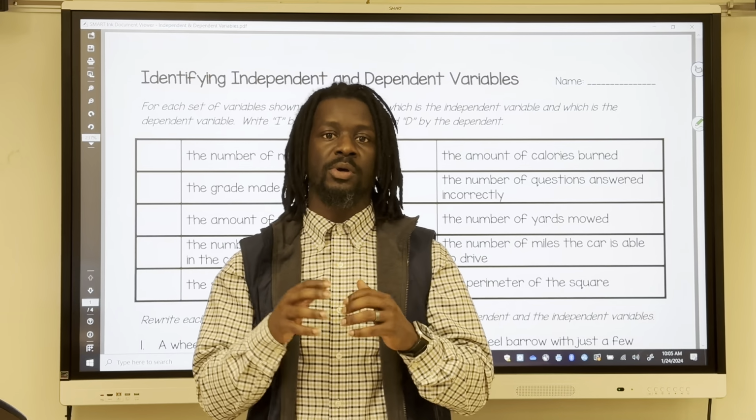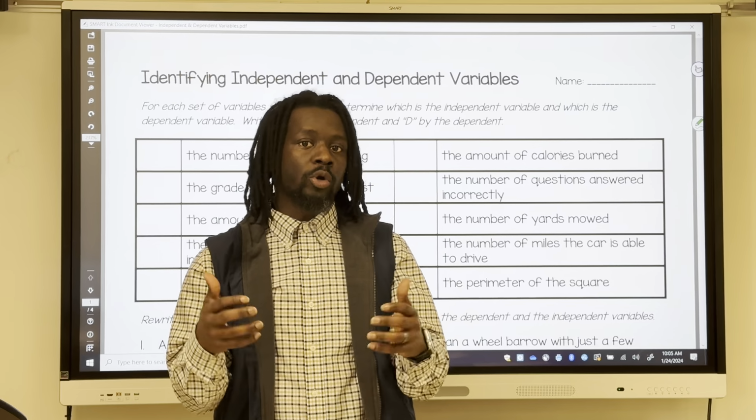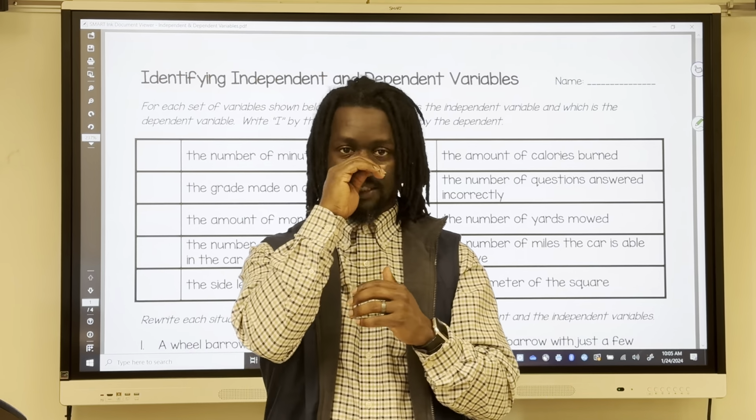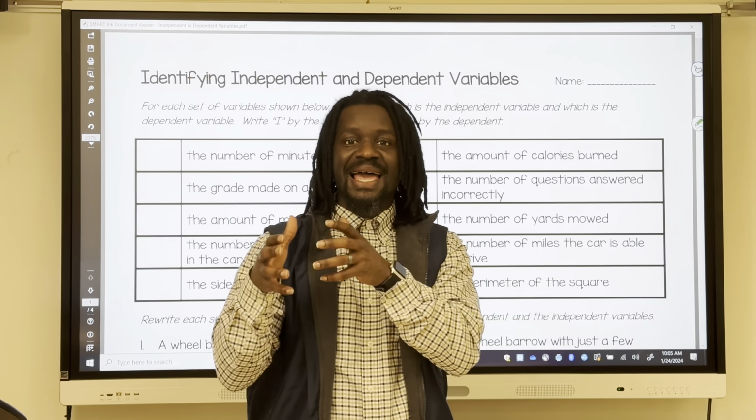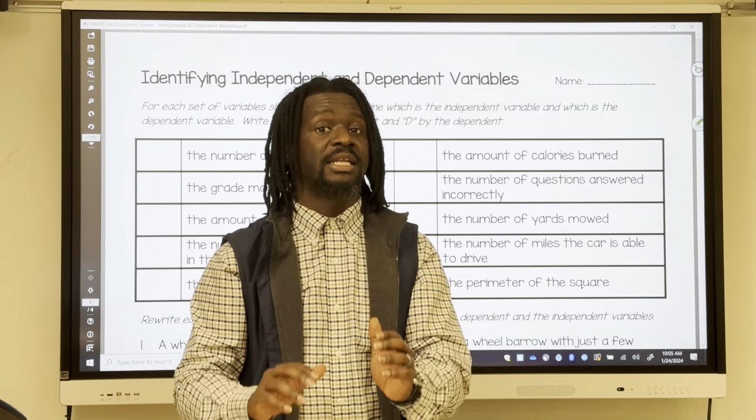In today's lesson, we are going to be learning how to identify independent and dependent variables. If you will remember from our last lesson, where we were doing slope-intercept word problems, we were taking a word problem and writing an equation in slope-intercept form. The last step I had you do was identify the independent and dependent variables. What we're actually doing today is just zooming in on that last part.